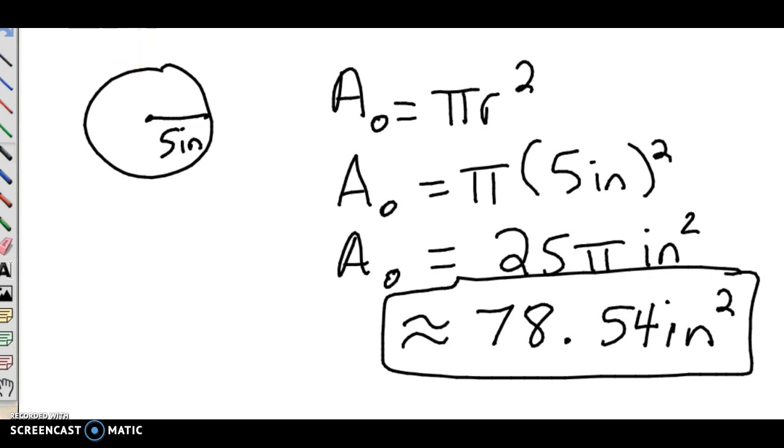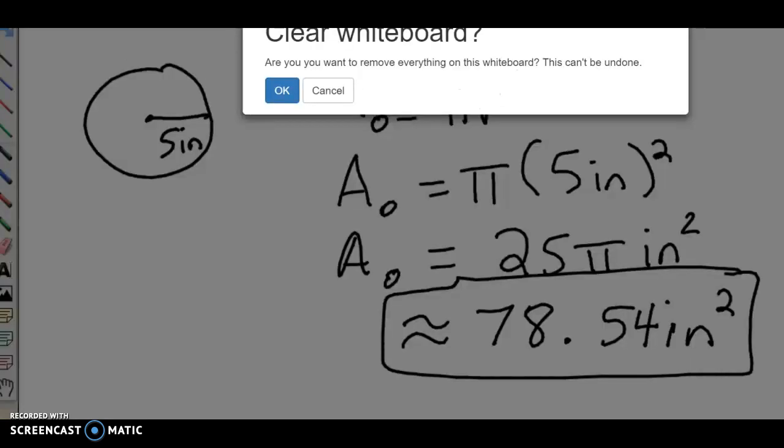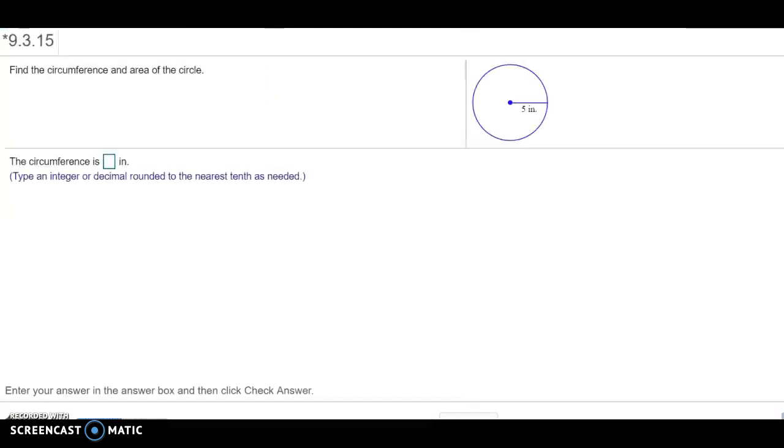Let's do another example. I'm going to pull another example from the homework. So let's see what we have.